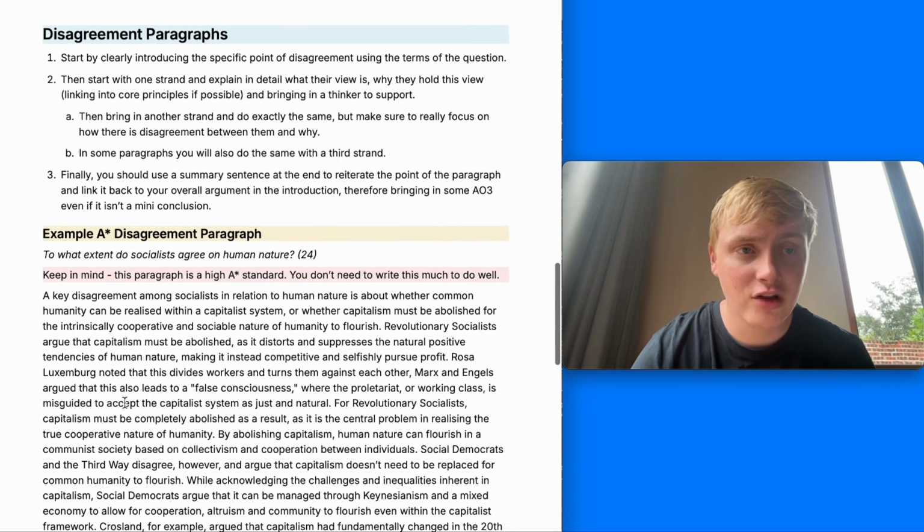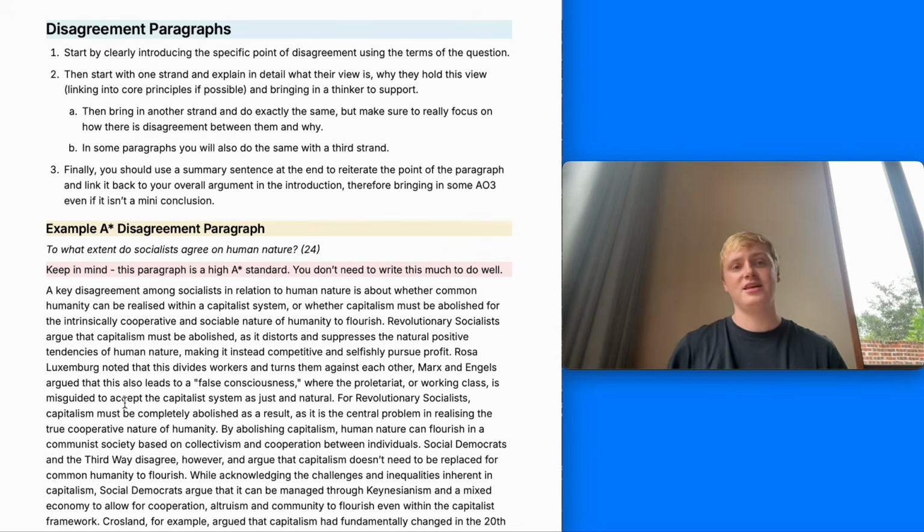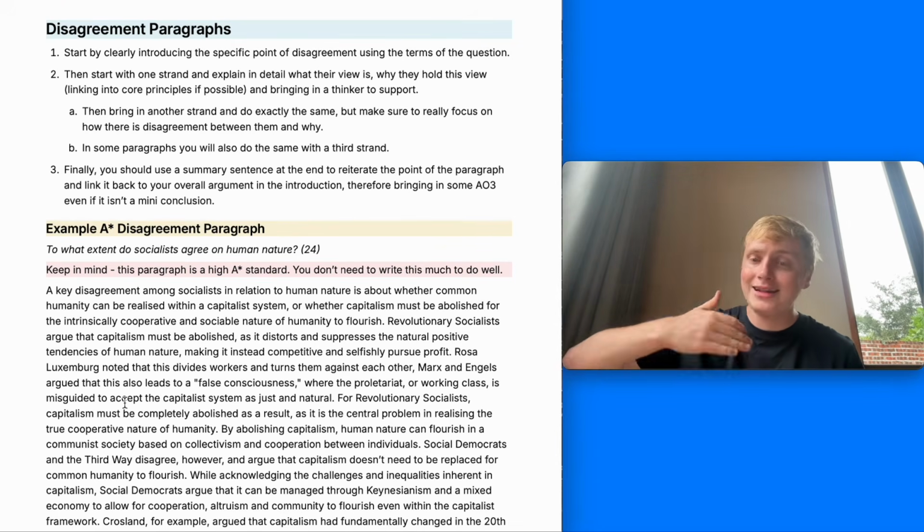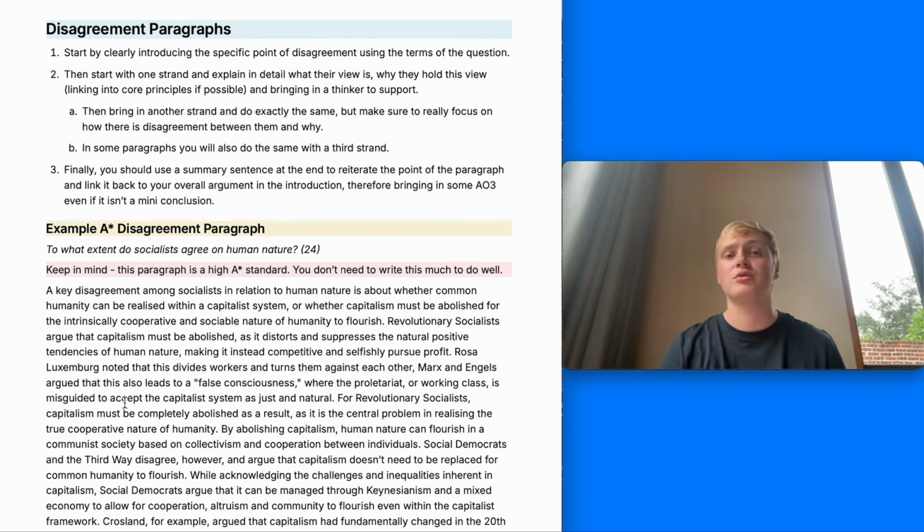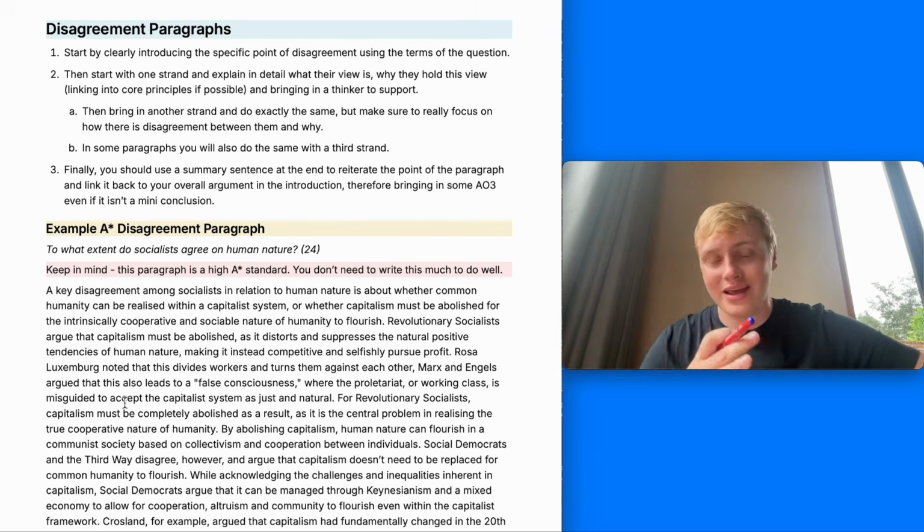And then, by contrast, we're going to have a look at disagreement paragraphs, and it's very similar. You're going to start by clearly introducing the specific point of disagreement using the terms of the question. So, one key disagreement in relation to human nature, if there's a question about human nature, for example, is this.